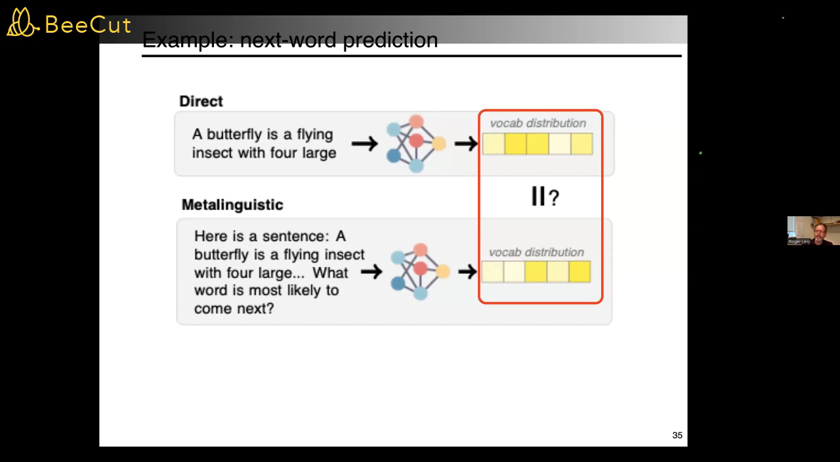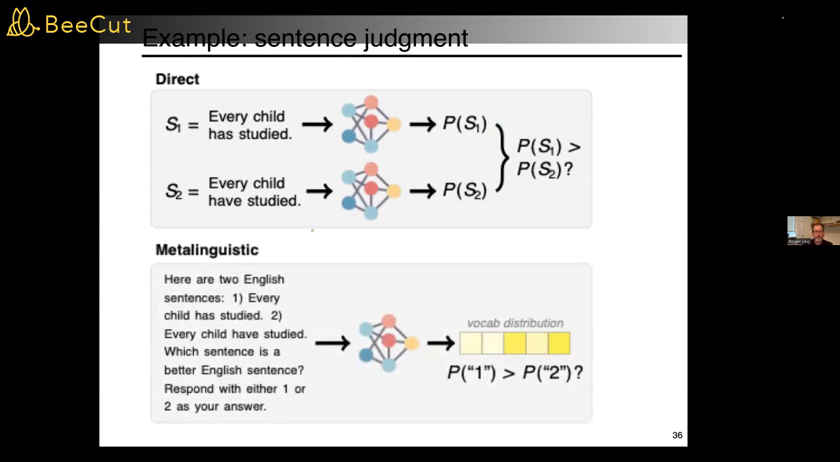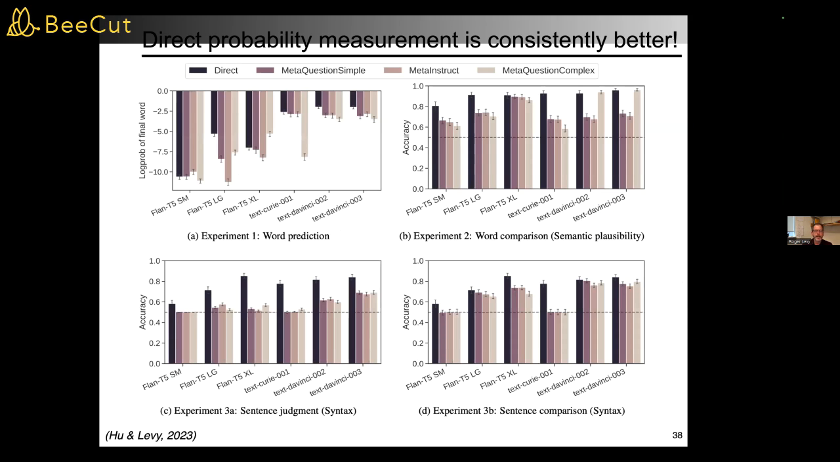And one big question is, how similar are these behaviors and which ones are better? Are the models better with the direct methods or with metalinguistic methods? For sentence judgments, this might be probability comparison versus asking the model, here are two sentences, which is a better English sentence, and so forth. So in Hu and Levy 2023, we have different ways of testing LLMs this way: word prediction, semantic plausibility, and syntax.